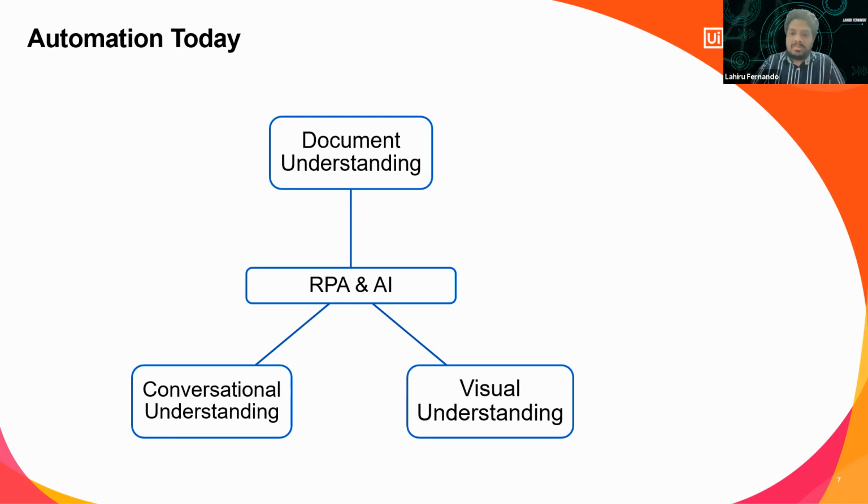The other one is conversational understanding. When you talk about RPA today, it's not just automation again. You have the capability to interact with these robots as well. That's where conversational understanding comes in, where we come across chatbots and other technologies like natural language processing and so on. So that's conversational. And the other thing is document processing.